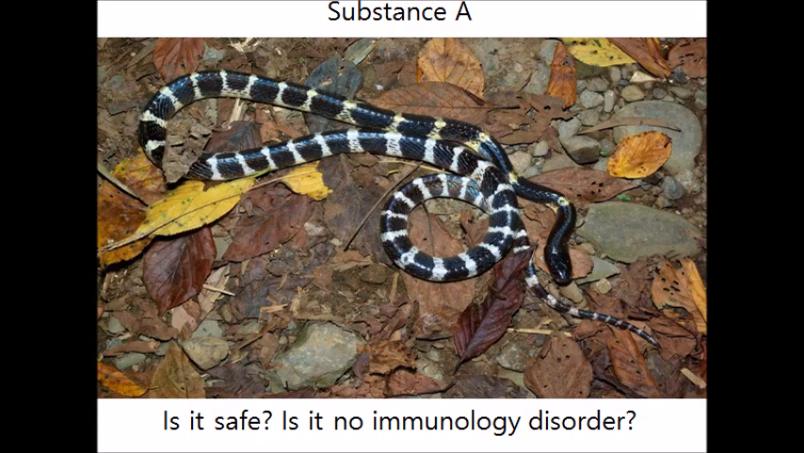We use substance A as the sample. What is substance A? Substance A is a purified snake venom peptide. In my previous study, we showed that substance A alleviated atopic dermatitis. It can be seen at slides 13 to 18. But we don't know its safety. To learn about its safety, we use FACS and hematology.